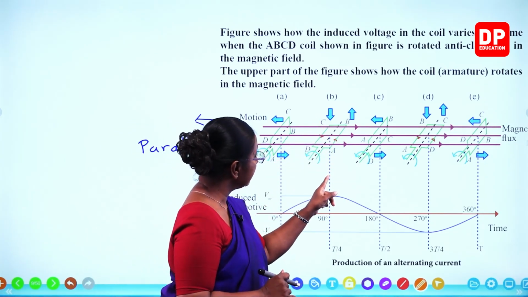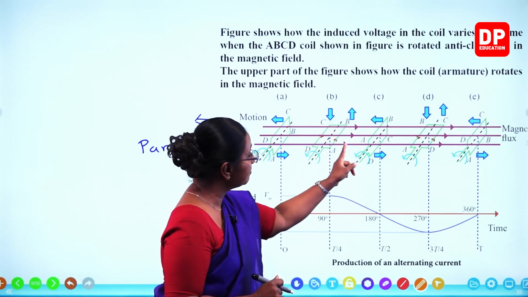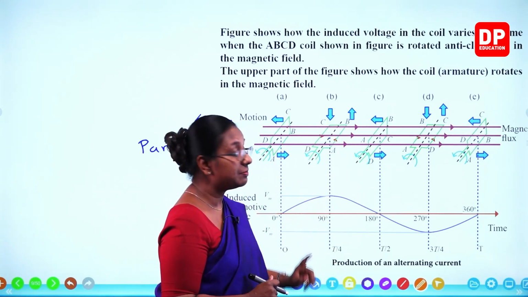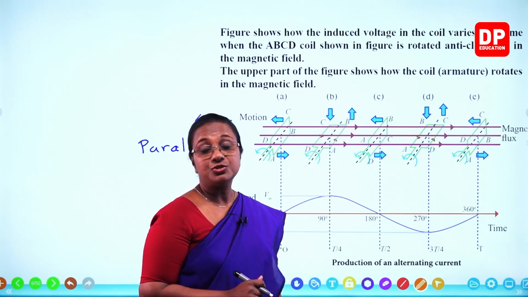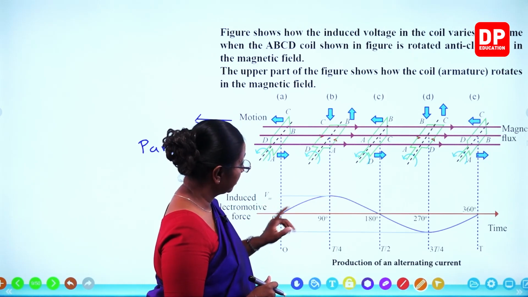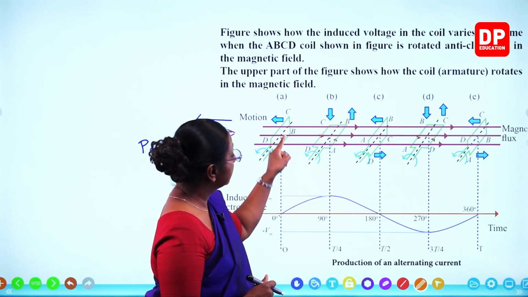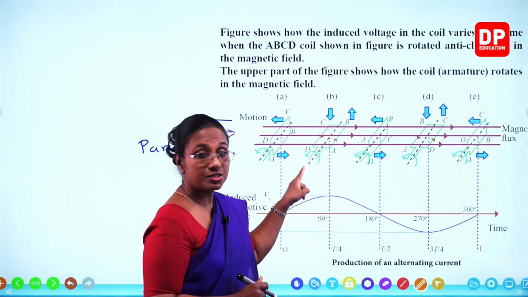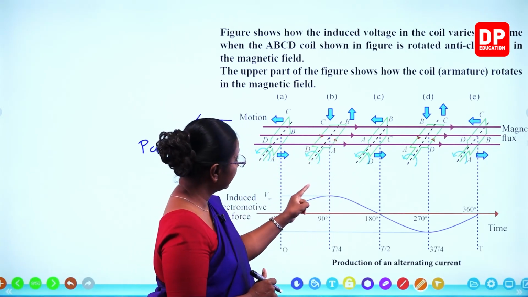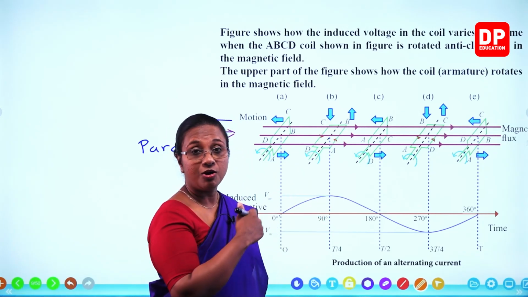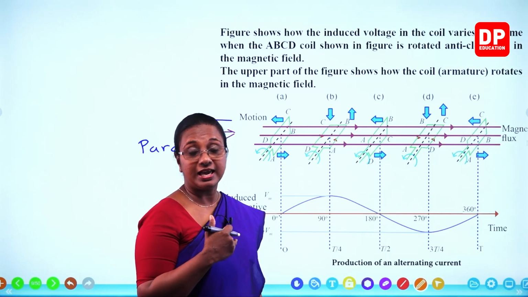In position B, when the motion and the magnetic field lines are perpendicular, you can see the maximum induced electromotive force. So that is the second position. Here you have to remember the armature, or the coil ABCD, that is part of the armature, rotates anti-clockwise. And the current flow, you can remember, earlier also we discussed, Y to X.